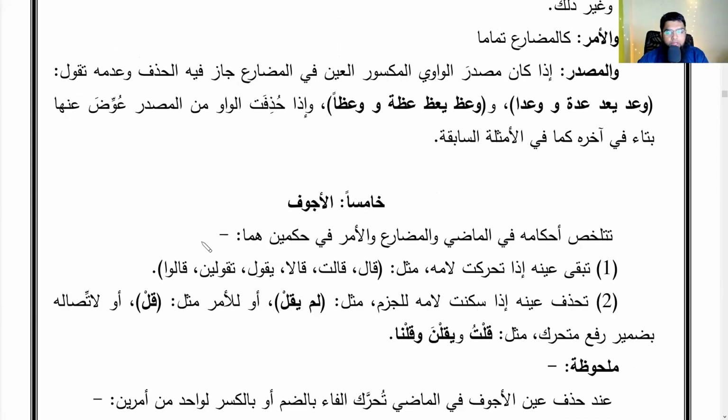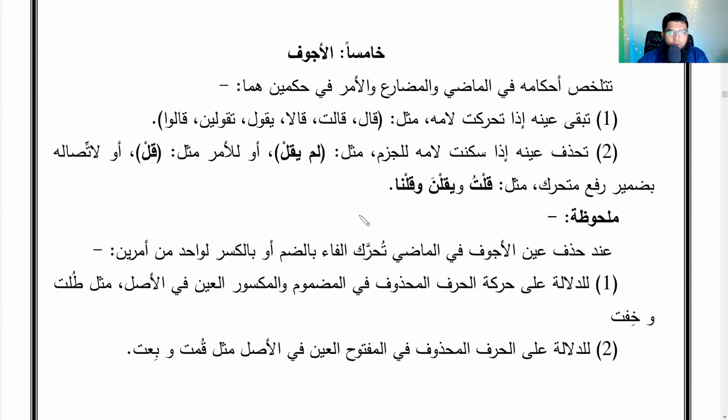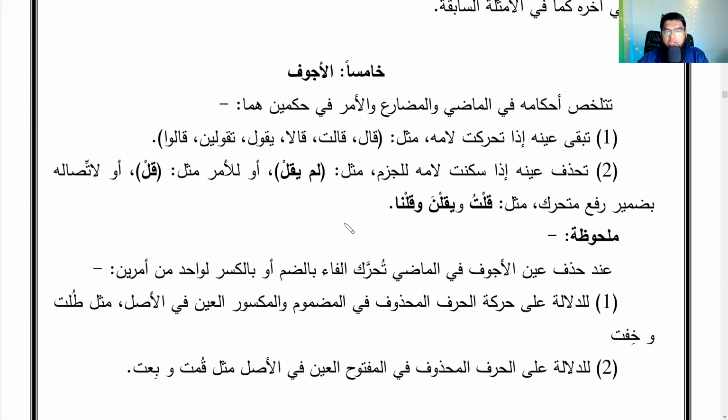Ajwaf. In ajwaf, you have to see two rules. One is when you're doing the conjugation: tabqa ainuhu idha taharrak lamuhu. If the lam kalima is having a haraka, the ain will remain. But once it gets a sukoon, the middle one drops.